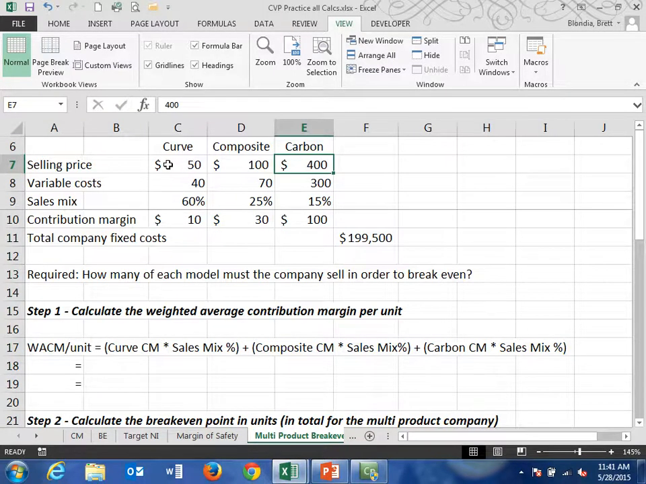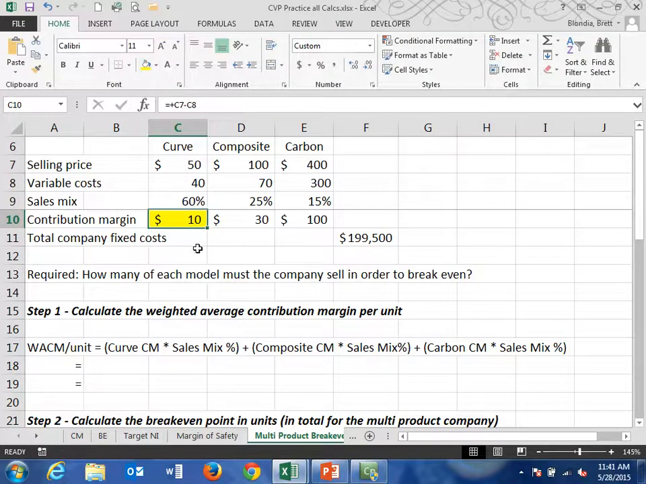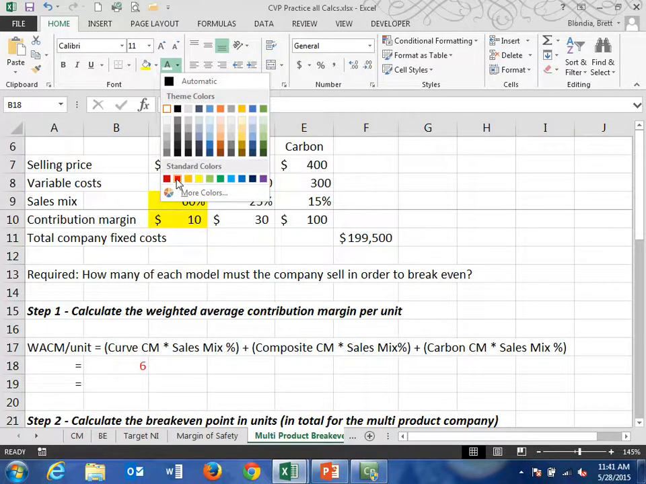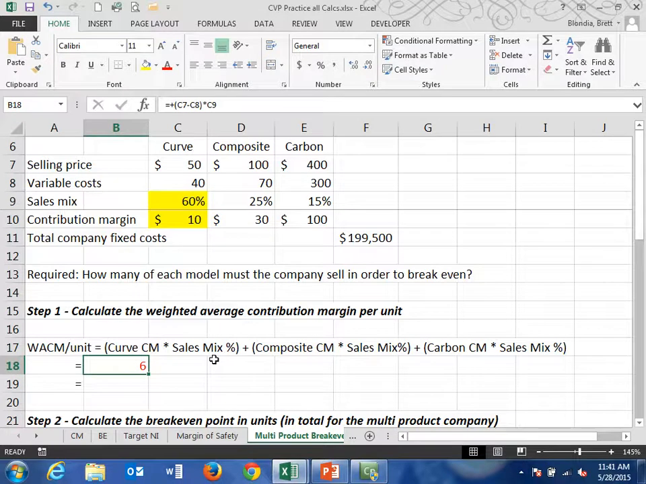So this is the information we're going to use to come up with the weighted average contribution margin per unit. For the curve, I have a contribution margin of $10 per unit, and that represents 60% of my sales. So if I take $10 and multiply it by 0.6, I get a weighted average for that model of $6 per unit.